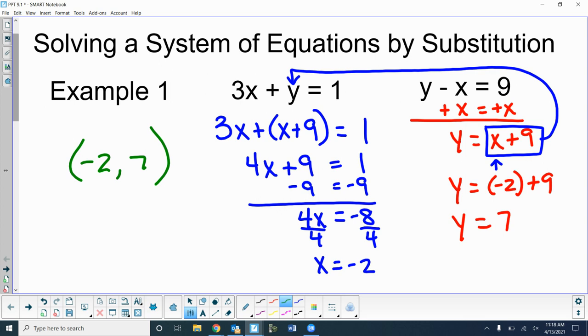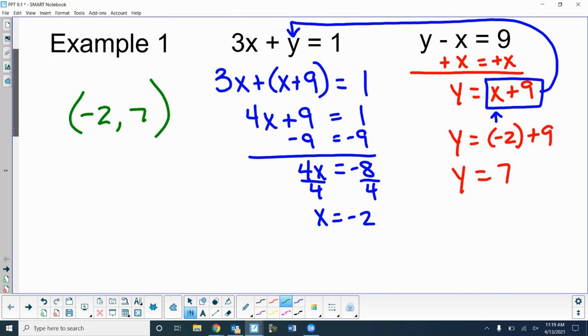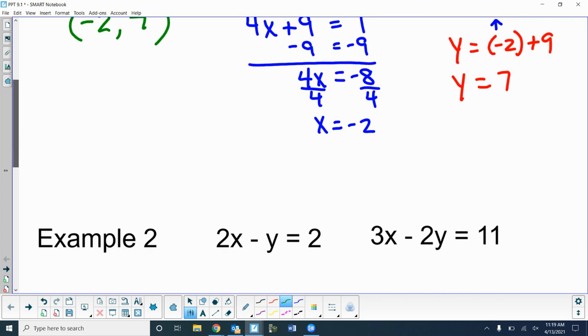Okay? That's using substitution to solve the system. All right? Again, this should be review stuff. And you did this in algebra 1, right? So we had algebra 1, we had algebra 2 last year a little bit.